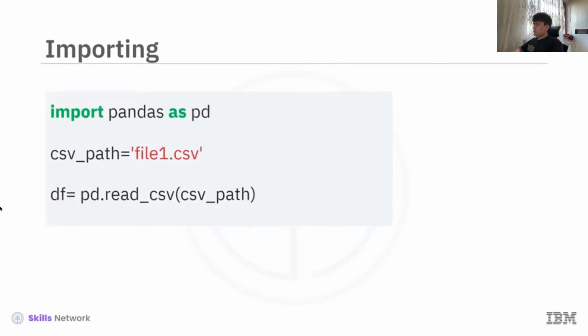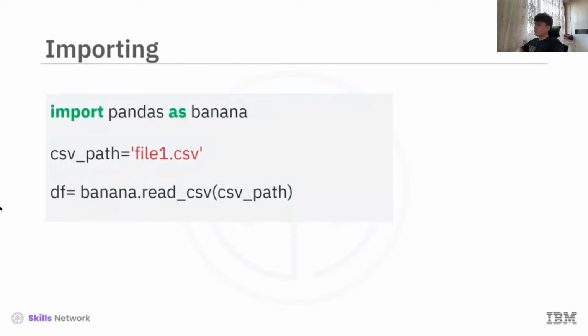Typing pandas all the time may get difficult, so you can use the as statement to shorten the name of the library. In this case, use the standard abbreviation pd. Now type pd, next type a dot followed by the name of the function you would like to use. In this case, read_csv. You are not limited to the abbreviation pd. In this case, we use the term banana. However, we will stick with pd for the rest of this video.